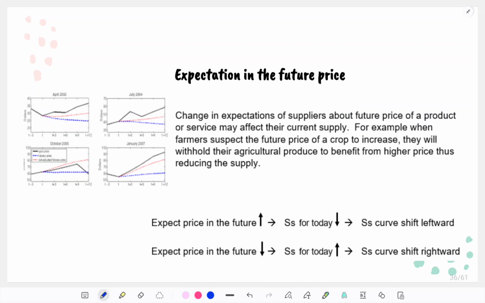But if sellers believe the price in the future will decrease next month, they will tend to supply more in the current day and they will sell more at the current time. Our supply curve will shift rightwards.